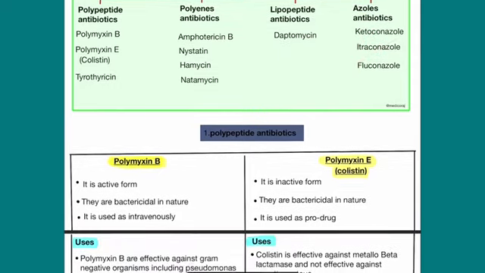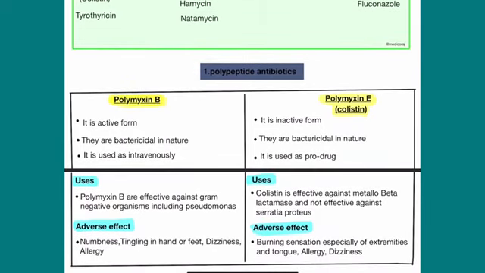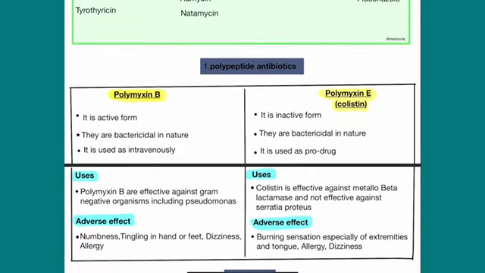I will start with the polypeptide antibiotics. Of the polypeptide antibiotics, mostly these two examples are very important: polymyxin B and polymyxin E. Regarding the difference, polymyxin E is also called colistin. Please learn this, because mostly the question asks only colistin. It will not write polymyxin E. So colistin is a very important name.